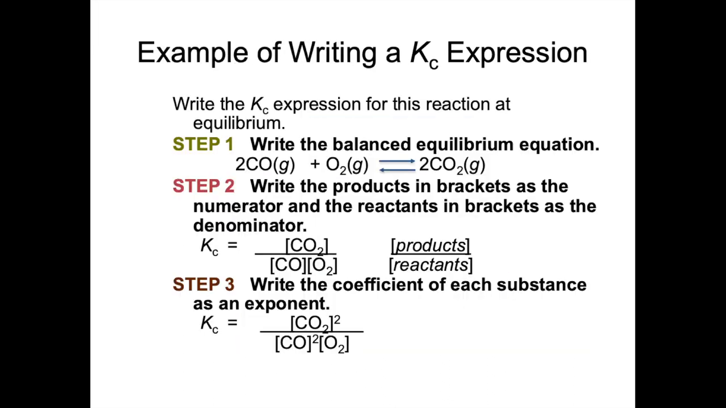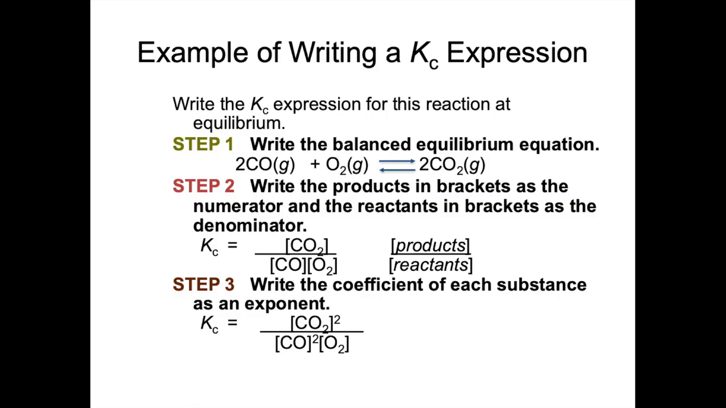So let's try an example out. Here we have an equilibrium where carbon monoxide and oxygen are in equilibrium with carbon dioxide. So the way this equation is written out, carbon monoxide and oxygen are our reactants, and carbon dioxide is our product. So we're going to write out our equilibrium expression.